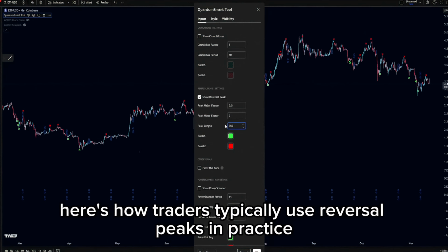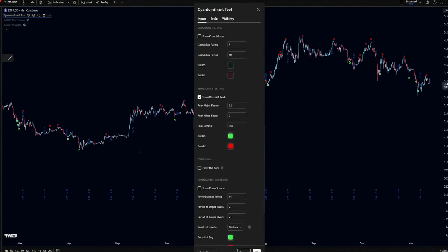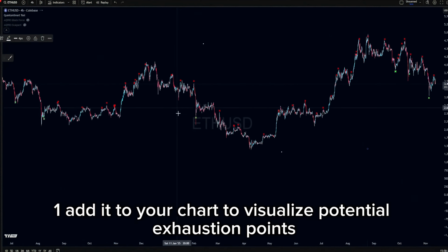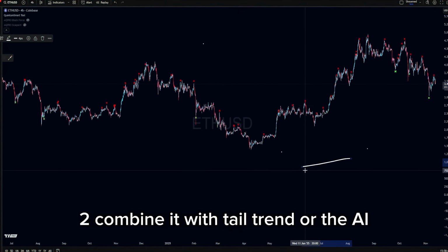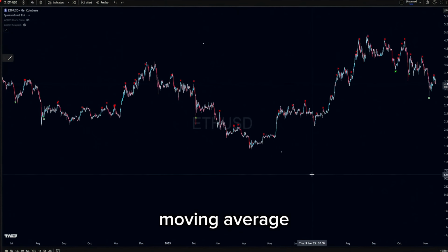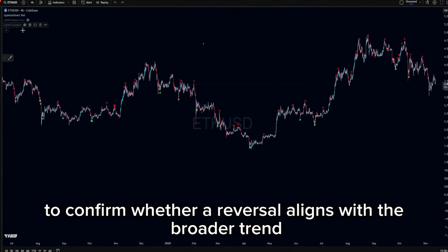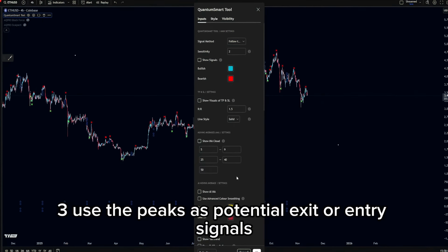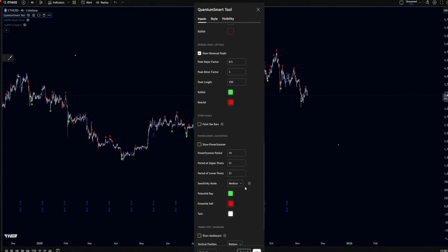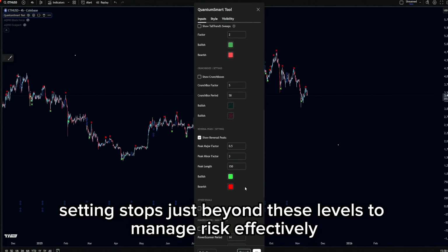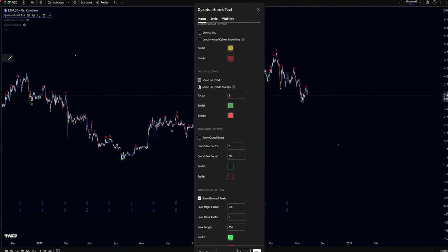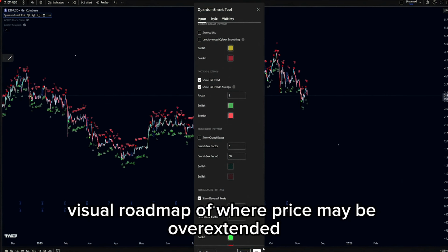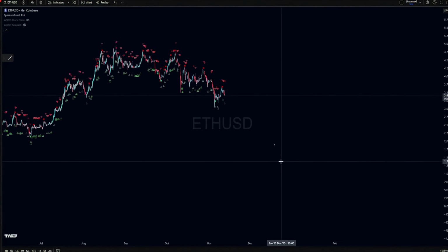Here's how traders typically use reversal peaks in practice. 1. Add it to your chart to visualize potential exhaustion points. 2. Combine it with tail trend or the AI moving average to confirm whether a reversal aligns with the broader trend. 3. Use the peaks as potential exit or entry signals, setting stops just beyond these levels to manage risk effectively.